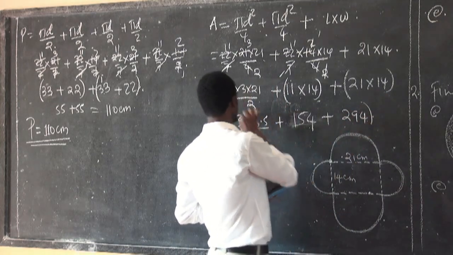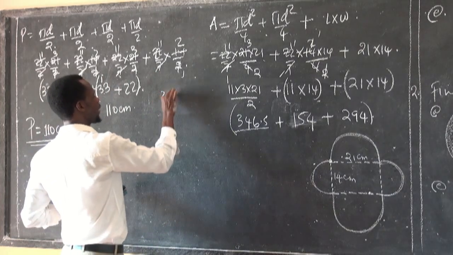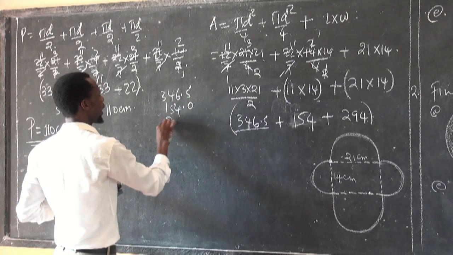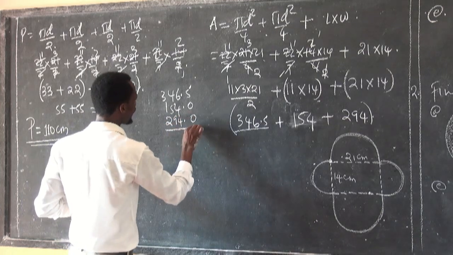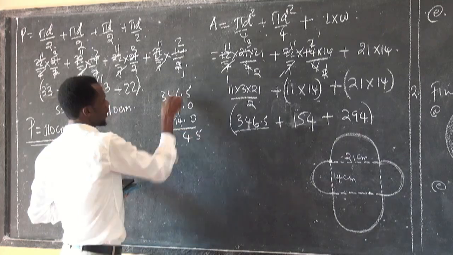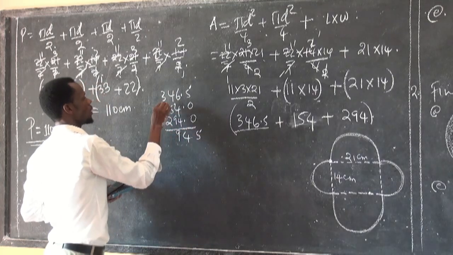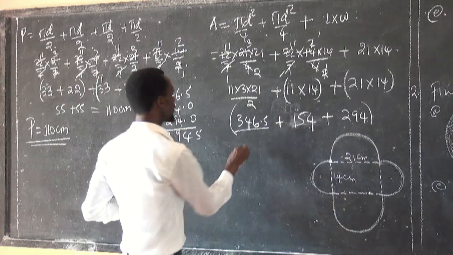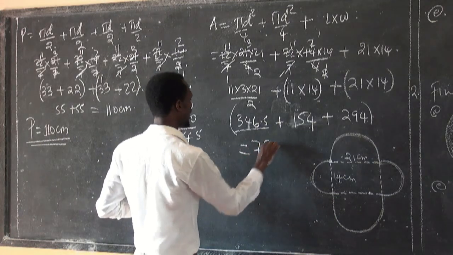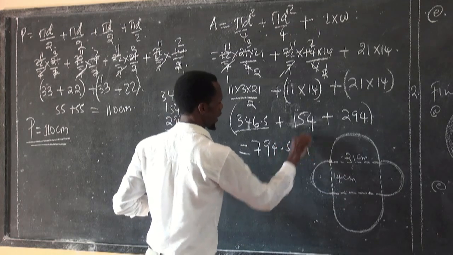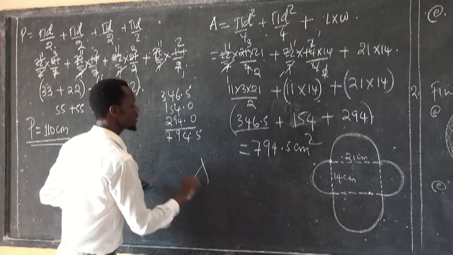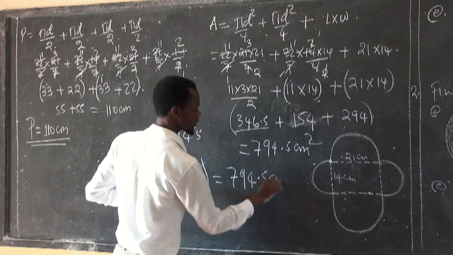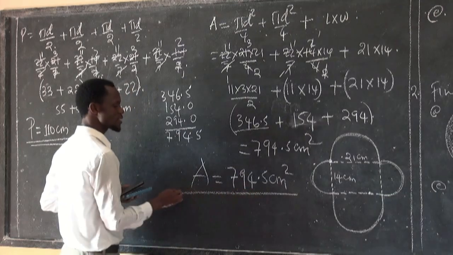Then let us put them together. That is 346.5, then 154.0, then 294.0. Then we have here 5, then here we have 14, 19. Then here we have 5, 6, then 7. So the answer now is equal to 794.5 centimeters square. Now the area of that shape is determined as 794.5 centimeter square. You have to write that centimeter square.